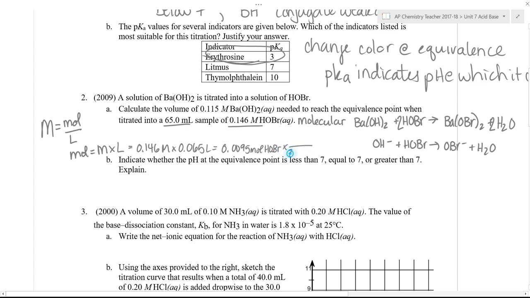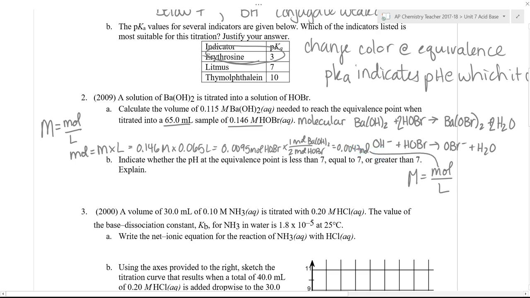So for every 2 moles of HOBr, I need 1 mole of barium hydroxide. So that will give me moles of barium hydroxide. And then I want to find the volume of barium hydroxide. So again, I'm going to use this equation, moles equals molarity times liters. The answer here was 0.0047 moles.